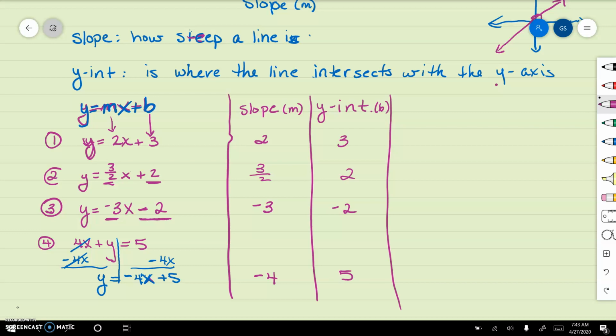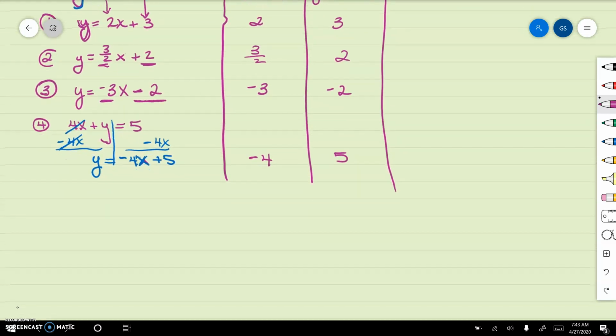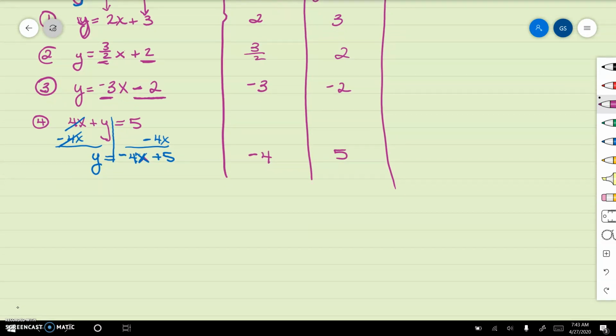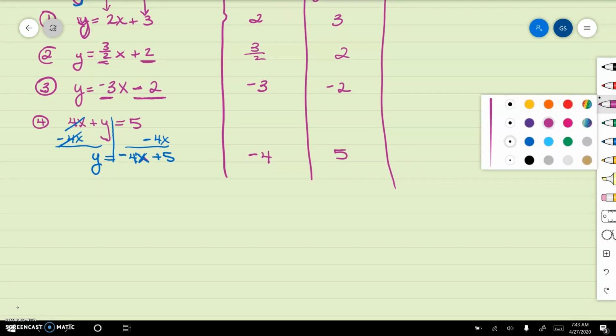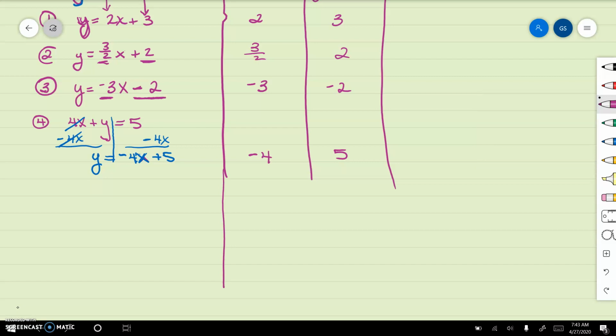Okay, let's do another one like that, and then we'll be done. Okay, so I'm going to extend these messy columns. All right, number 5. This is our last one together. 6y equals 12x plus 18.